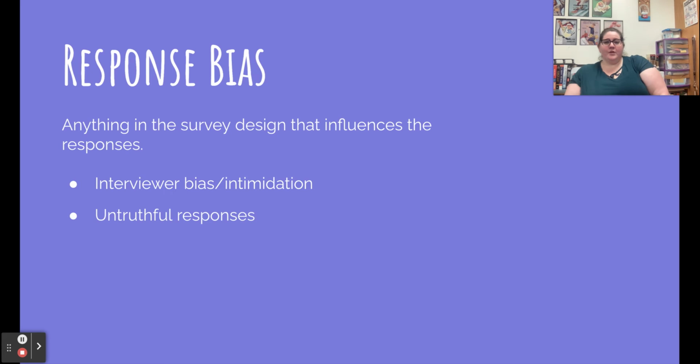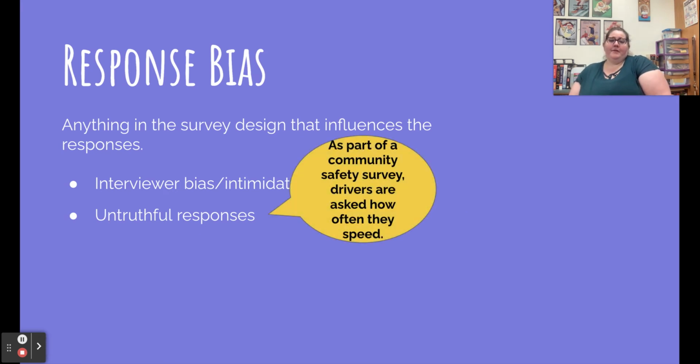Could just be untruthful responses. People lie and they have reasons for lying. It could be interviewer bias, but it could just be that they're untruthful people. So as part of a community safety survey, drivers are asked how often they speed. Most likely we're going to get an answer that's not necessarily representative of the truth, because people lie about things like that.